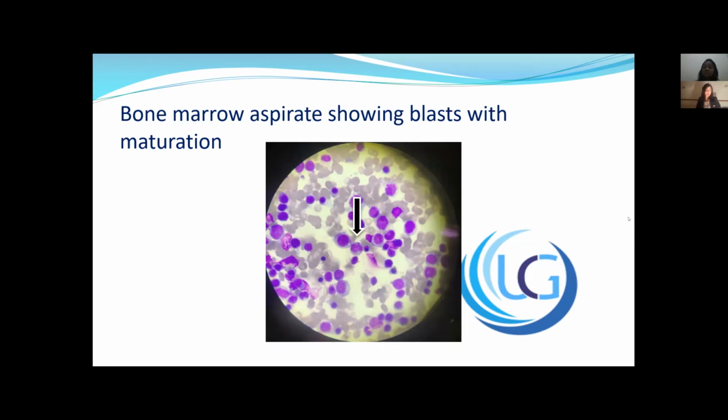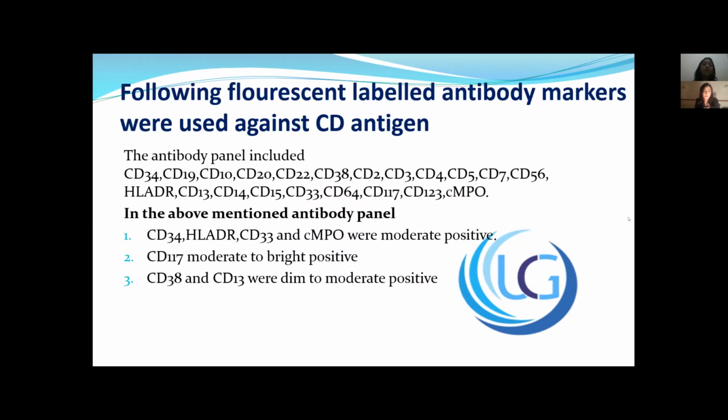These are differentiation features because to describe a myeloblast, it has delicate nuclear chromatin, 2 to 4 nucleoli and more voluminous cytoplasm than a lymphoblast. Here, the presence of Auer rods is the pathognomonic feature of AML M2. Following fluorescent labeled antibody markers were used against CD antigens.